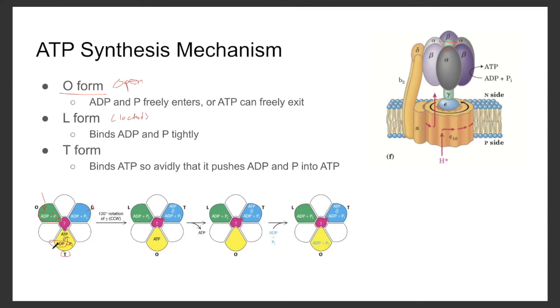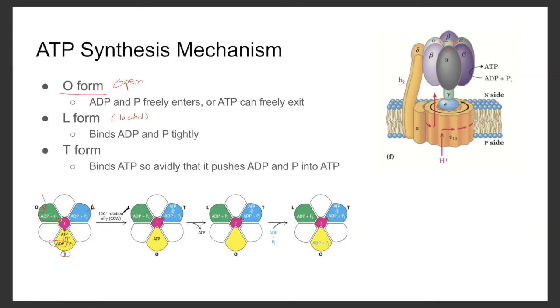So the first thing I want to describe is that this ATP rotor has 3 configurations in the alpha channel: an open form, a loose form, and a tense form. And it's all dependent on the gamma subunit and how it faces them to push them towards that configuration. So how does this make ATP?